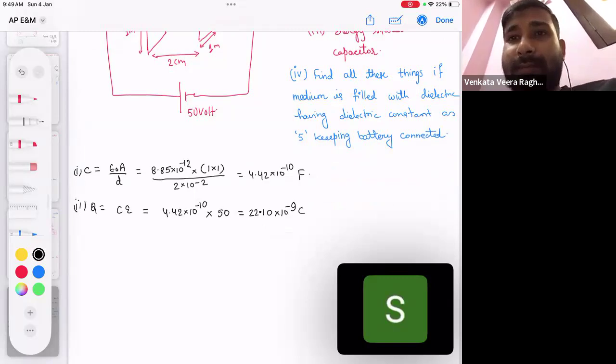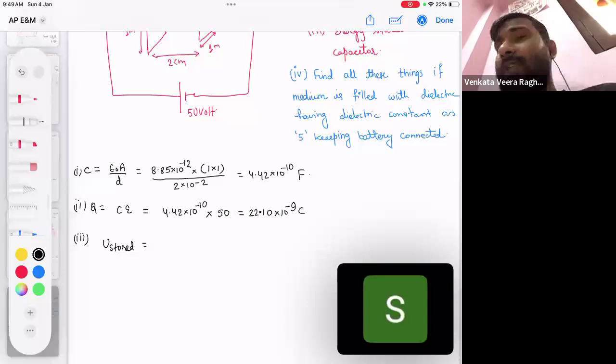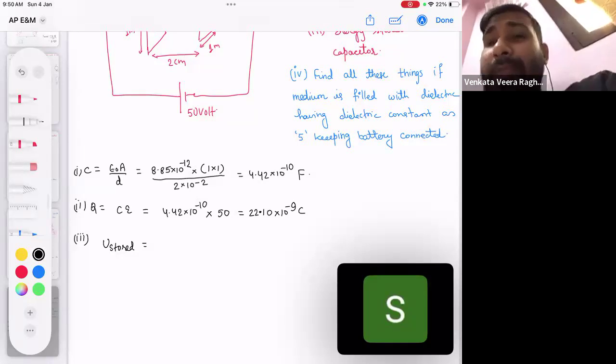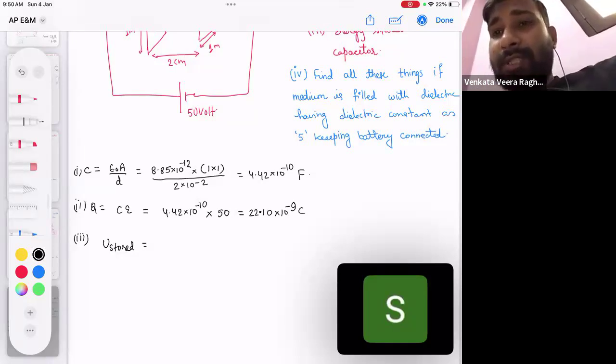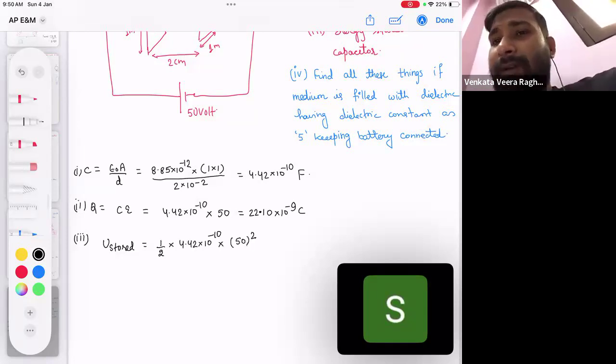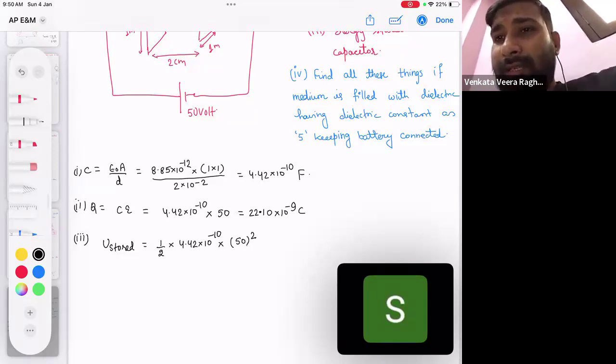Third part, they are asking what is the energy stored. So energy is half CE square or half QE, whichever you want, you can use it in the question. So how much it will come? Half. What is the capacitance? Just check it. Capacitance is 4.42 into 3, voltage is 50 volt. So 50 square we will use it, isn't it? Just simplify it and let's check how much we are getting.